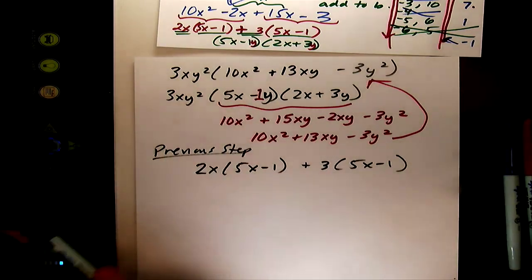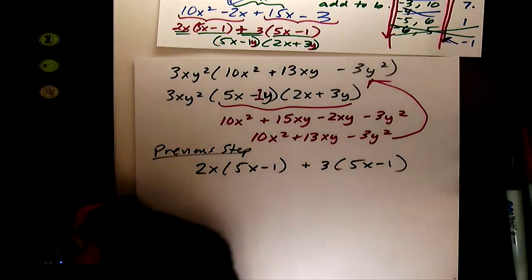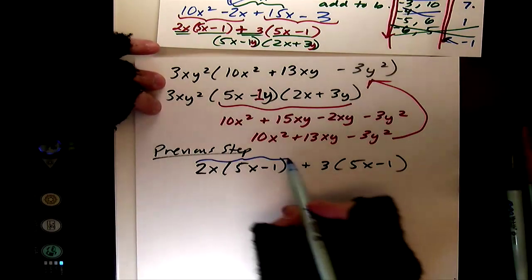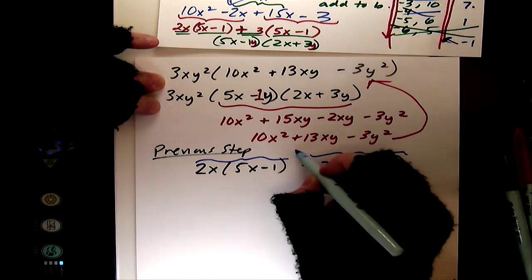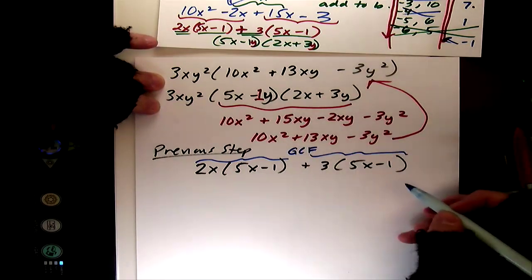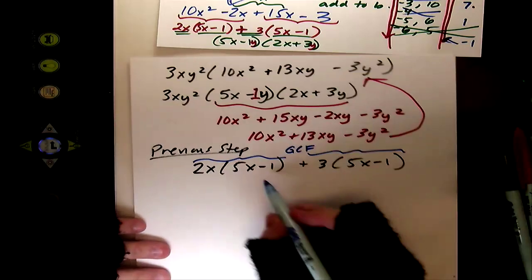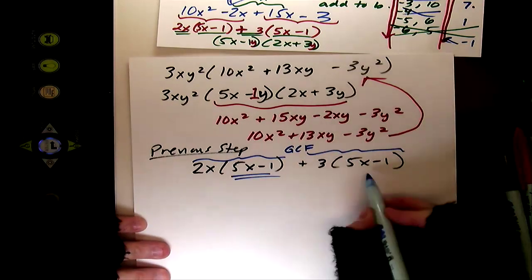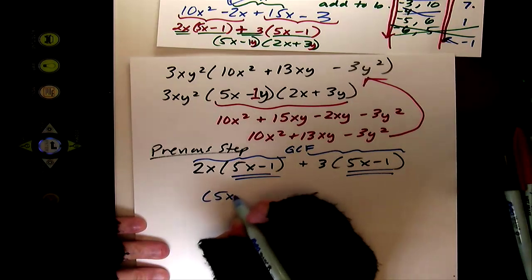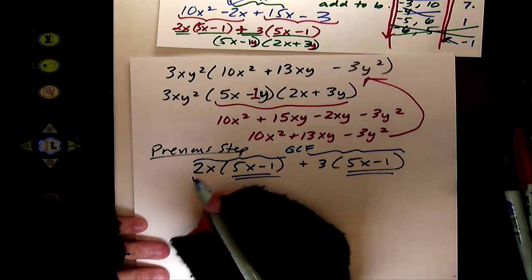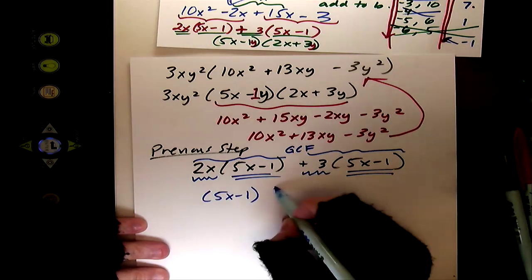This is now one big term. And this is now one big term. We're looking for what's the greatest common factor between these two? And the greatest common factor between these two is the 5x minus 1. So that's what we put outside. What's left over gets its own parentheses.